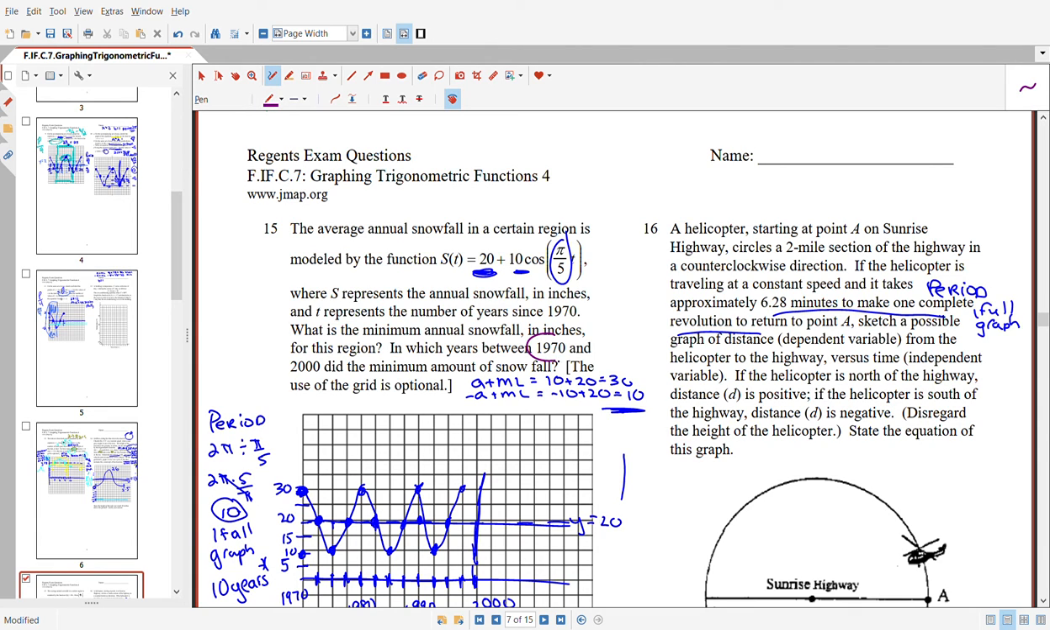Now, what years did the minimum amount fall? So it's that year, and that year. Now, if we have to figure it out, it looks like that's 10 years, so that has to be 5 years. So 1975, 1985, and 1995.